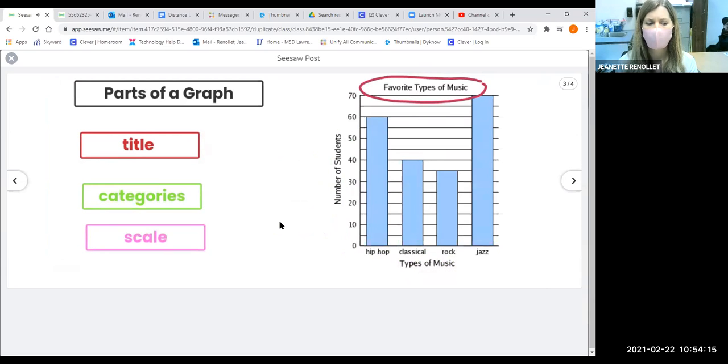The title tells us what type of information or data will be displayed in the graph. The next part of the graph is called categories. Categories can describe very specific types of data. So this graph is describing types of music, but the categories show us that we're going to be counting students and what are students' favorite types of music.